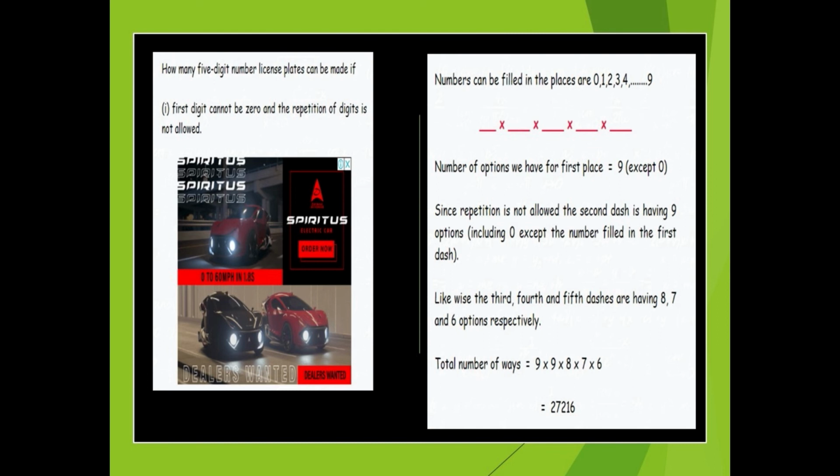And then, may restriction. Pag sinabing restriction, merong hindi pwede. Ano yung hindi pwede? The number of the first place must not be 0. So, ano lang yung pwede nating ilagay sa una? Sa first place, we have 1, 2, 3, 4, 5, 6, 7, 8, 9. Now, repetition is not allowed. Ano ibig sabihin po ng repetition is not allowed? Halimbawa, nagamit mo na ang 1, sa susunod, hindi mo na siya pwedeng gamitin ulit. Halimbawa, nagamit mo na ang 2, hindi mo na ulit siya pwedeng gamitin.